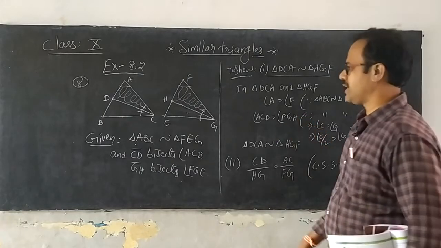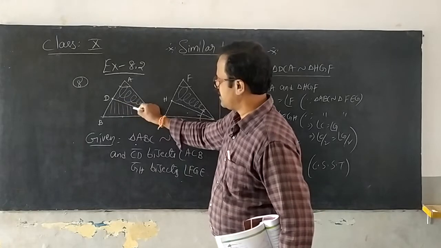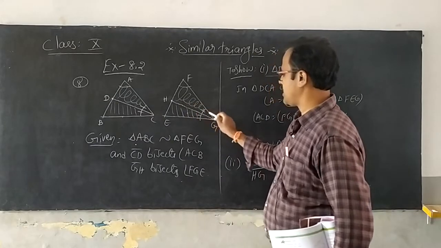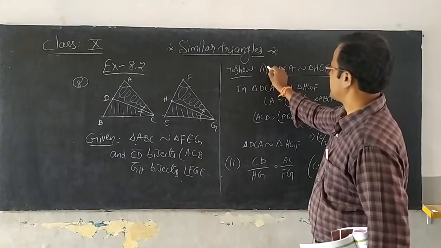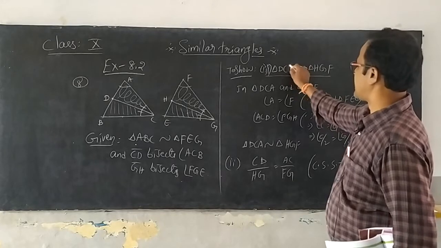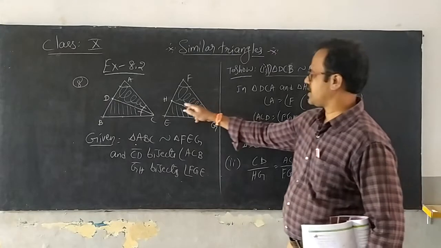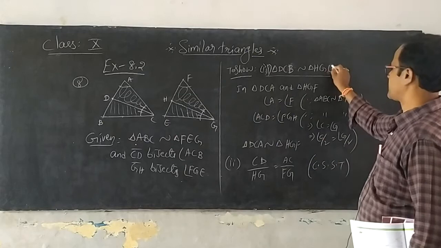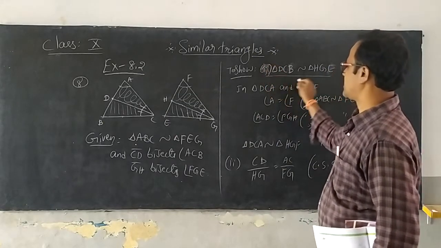Now the third one, what did they ask you to prove? The third one, they wanted to prove that triangle CDB is similar to triangle GHE. Okay. Now I am going to take the third question here, just changing the names. Instead of A, I take B. And instead of HGF, I write HGE. This is your third question, and are you able to understand, everybody?